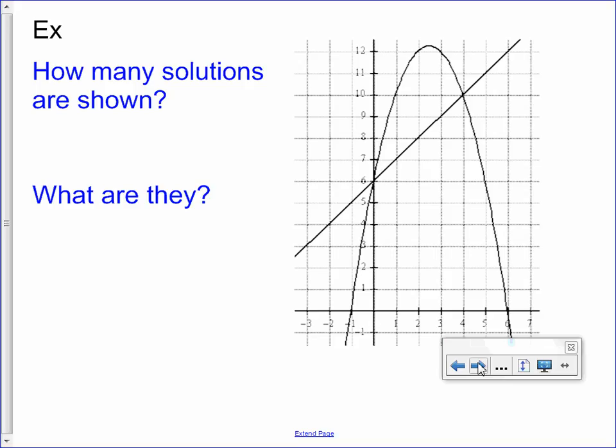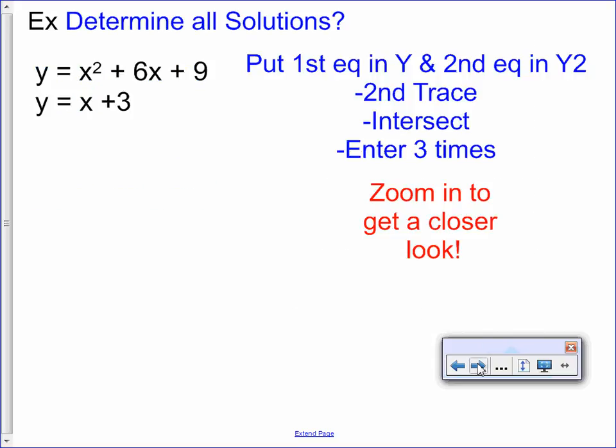So we know the solutions are here and here. Remember that the biggest mistake is folks will give me these solutions too, the -1 and the 6. Isn't that right?